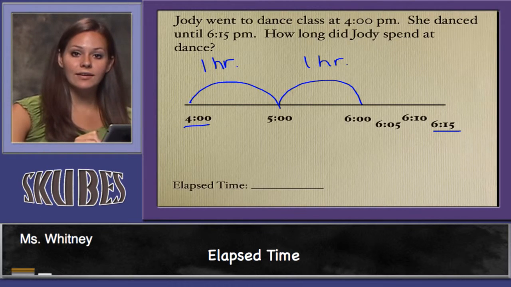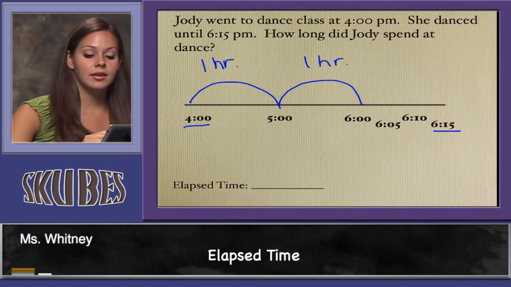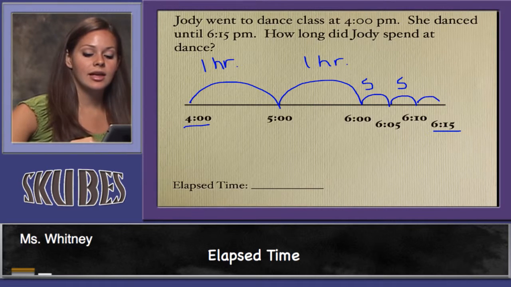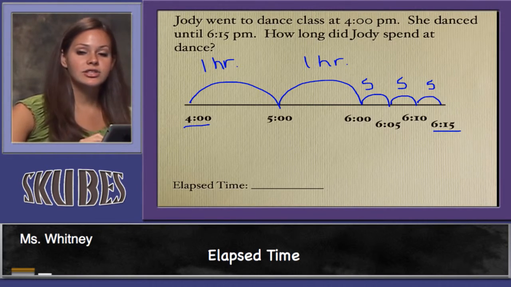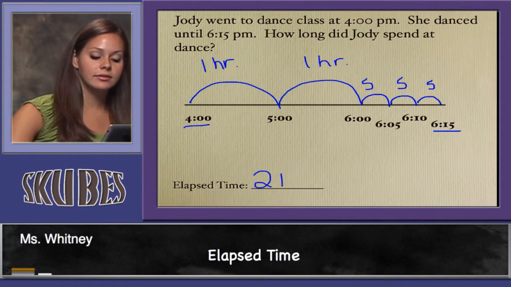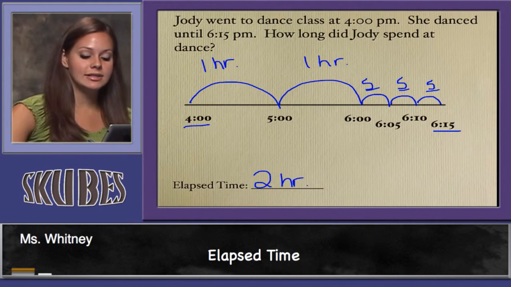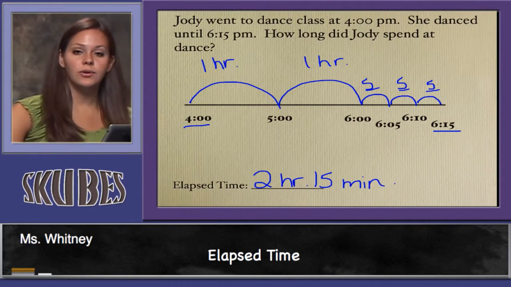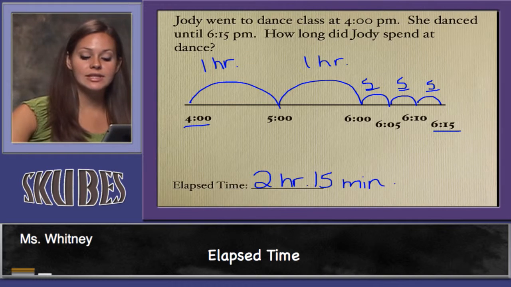Now we need to count by 5s until we reach 6:15. 6:05 is a 5-minute elapsed time. 6:10, another 5 minutes has gone by. And 6:15. So now let's count the total elapsed time. We have 2 hours and 5, 10, 15 minutes that has gone by. So Jody was at dance for 2 hours and 15 minutes.